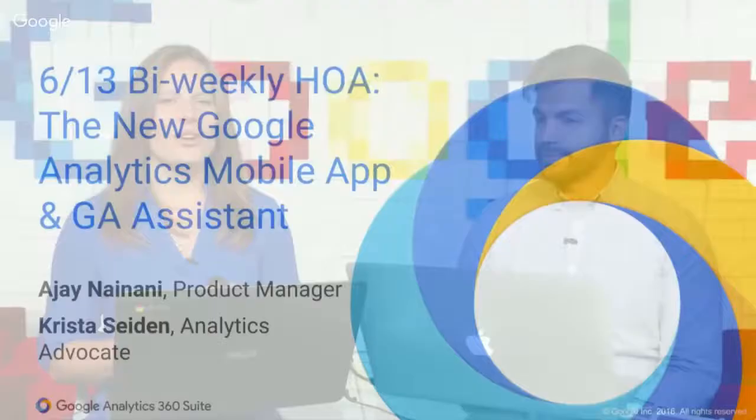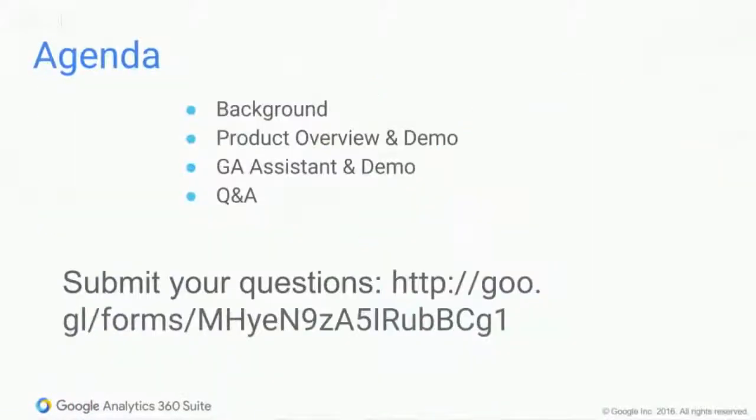And today we're talking about the new Google Analytics mobile app and GA Assistant. So before we dive in, let's take a look at our agenda. First, we're going to go over the background of the mobile app and why we have rebuilt this from the ground up. Then we're going to give you a product overview and a demo of what that looks like now. Then we're going to talk about something new called the GA Assistant and give you a demo of that. And finally, we're going to finish with your questions. So do get your questions in as we go through.